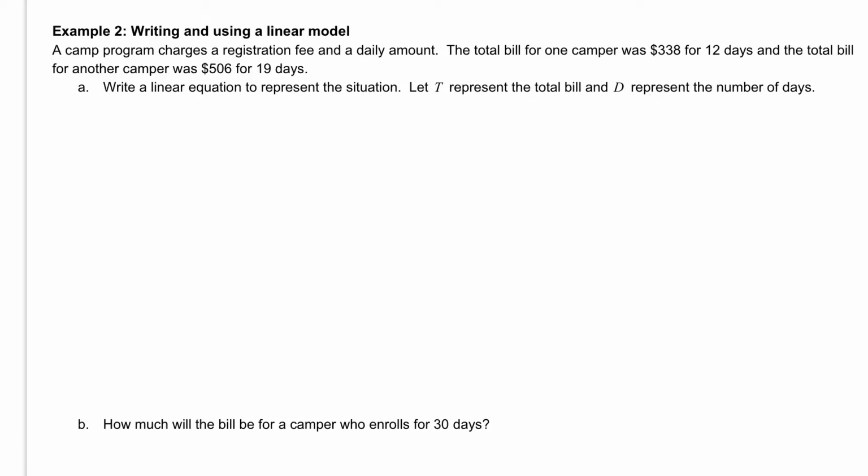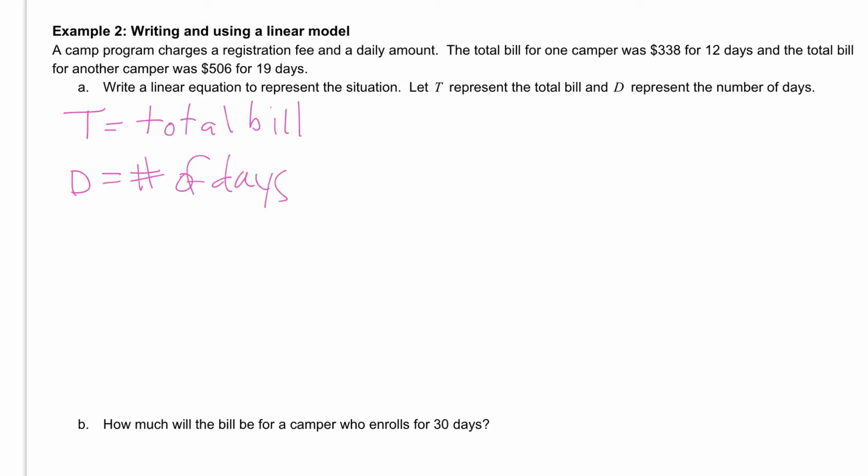So we're going to start with that. Looking at your word problem help sheet, remember we went through those things. First thing is to read the problem. Second thing is to list down your variables. So I have T equals the total bill, and I have D equal to the number of days.